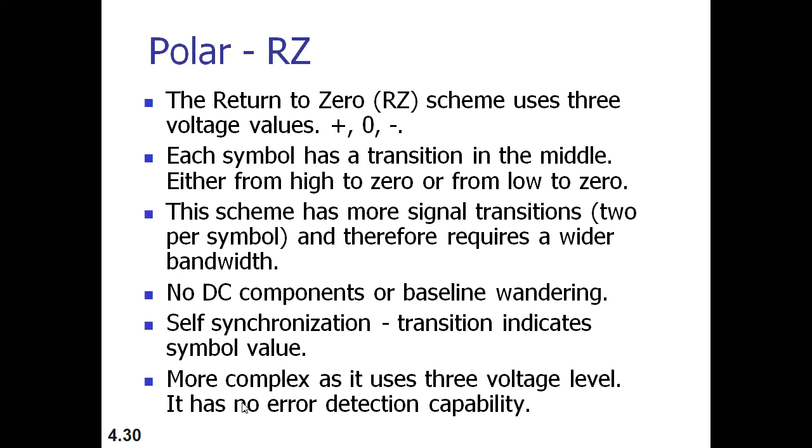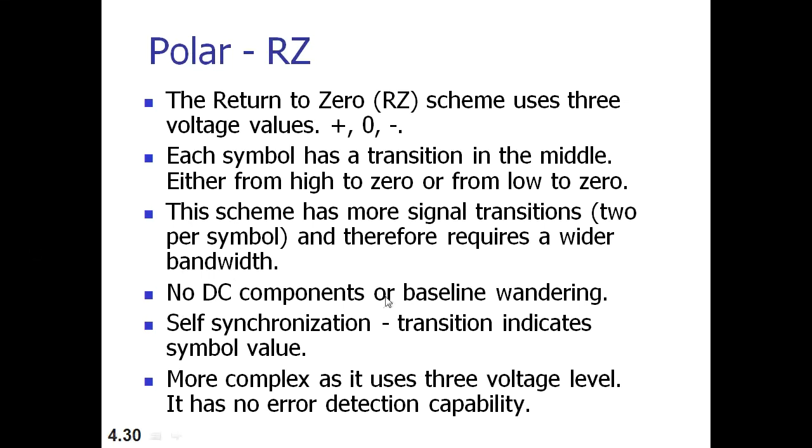The RZ encoding provides synchronization information. Here you can observe the RZ scheme uses three voltage values: positive, zero, and negative. Each symbol has a transition in the middle, either from high to zero or from low to zero. This scheme has more signal transitions, two per symbol. We will see the transition in the example. Since there are two transitions per symbol, we require more bandwidth.